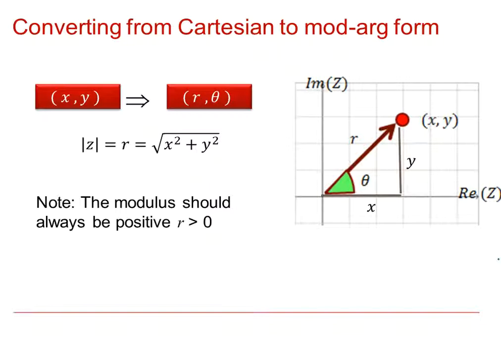So when converting the Cartesian x, y to the modulus argument r, theta, the first thing we need to do is to find the modulus. This can be called mod z, or you can simply call it r. And you can see from the diagram we can find r by doing Pythagoras on the x and y. So r equals the square root of x squared plus y squared. And again, just a reminder that r will always be a positive value.